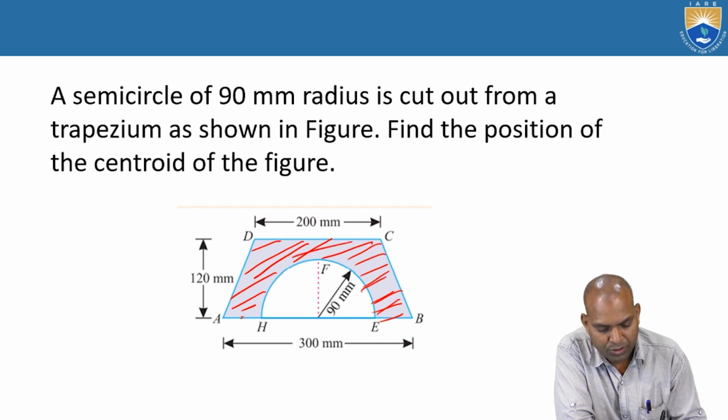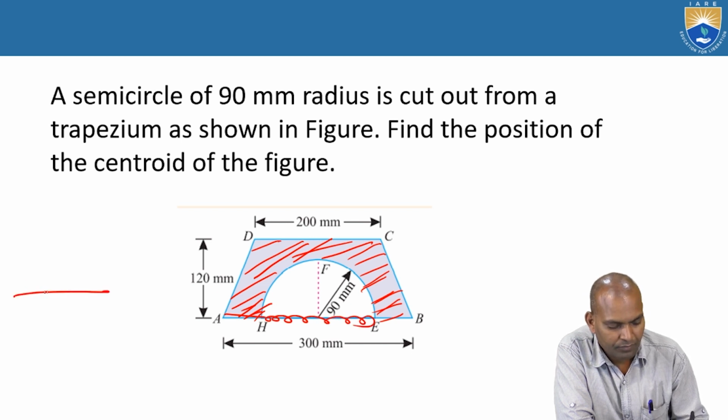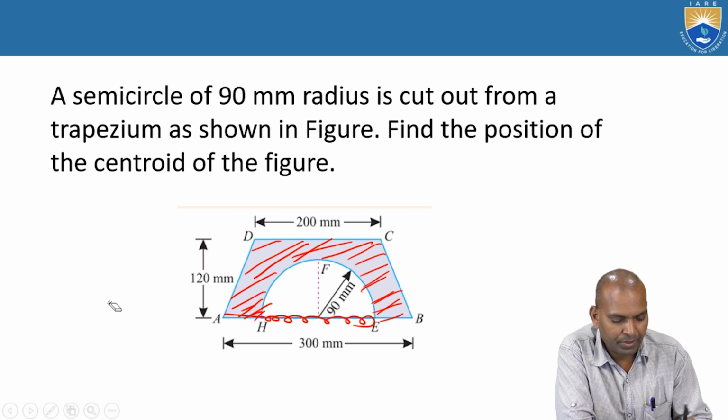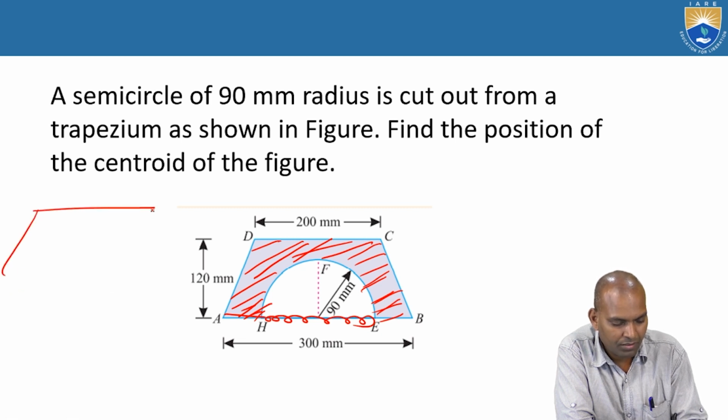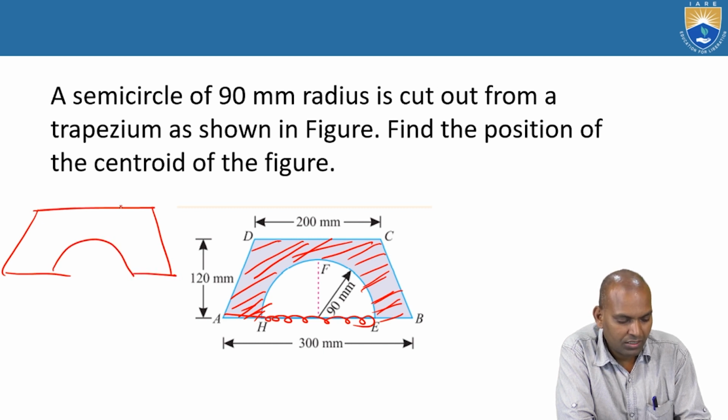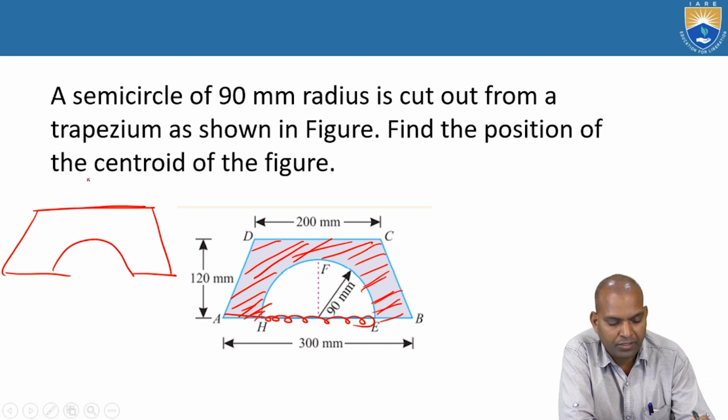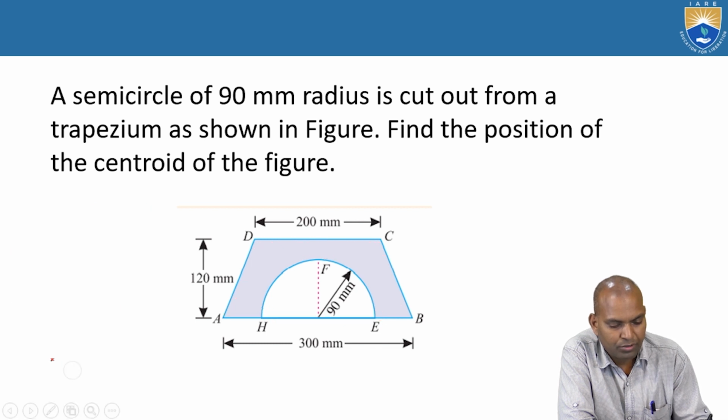Then we will get the centroid of the remaining portion. This portion won't be here. Okay, it looks like that. This is the geometry. This is such a type of cross section. How to find out the centroid? The centroid should be calculated.